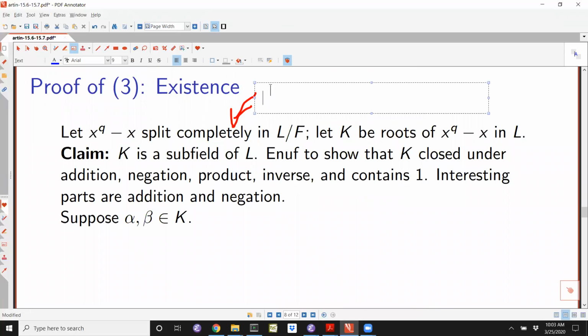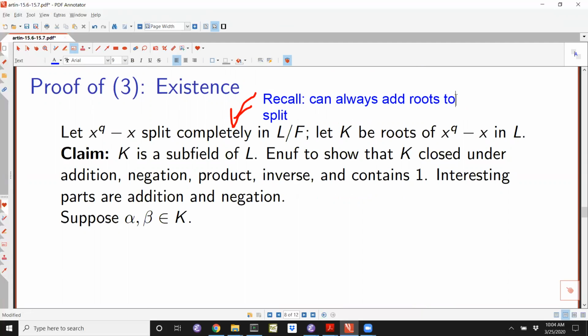So recall, you can always add roots to split anything. If you have any polynomial, you can always construct an extension field to split any polynomial. You can always add on all the roots of that polynomial and make a finite extension, which is therefore still a finite field.